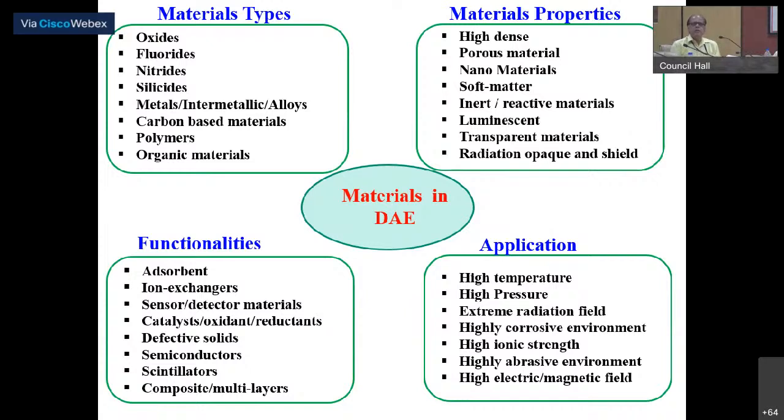Based on functionalities, we need materials to be used as adsorbent, ion exchanger, sensor, detectors, catalyst, oxidant, reductant, defective solids we have discussed at length, semiconductors, scintillators, composites, multi-layers. In terms of application, in DAE we use materials under extreme conditions. High temperature, high pressure, high radiation, highly corrosive environment, high ionic strength liquids, highly abrasive environment, high electric and magnetic field. You see the kind of materials chemistry required to develop materials for future. Those participants who are from DAE, nearly half of them, maybe 60%, you can imagine the kind of materials chemistry that will be taught to you in this course and the kind of materials chemistry which is waiting for you to make a huge career.